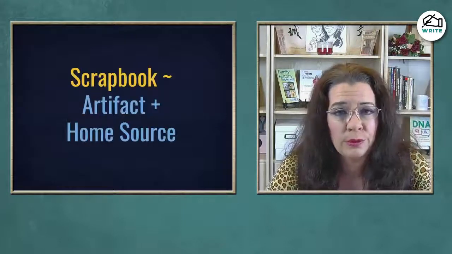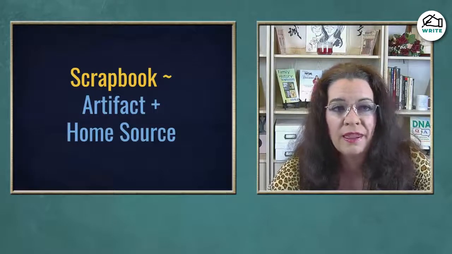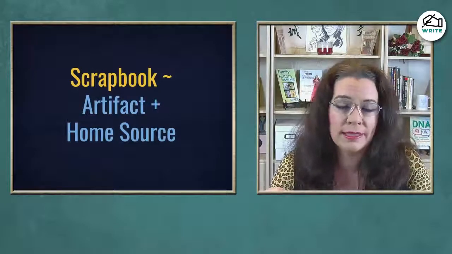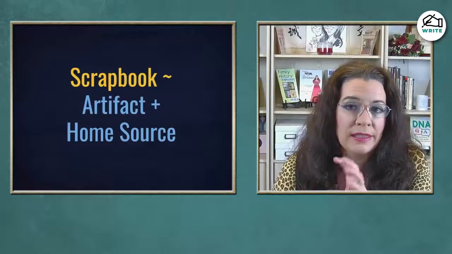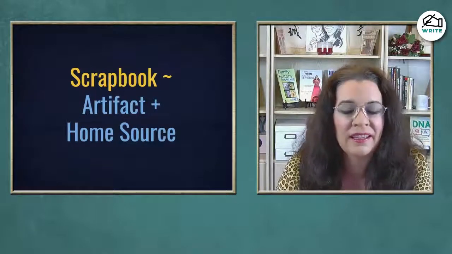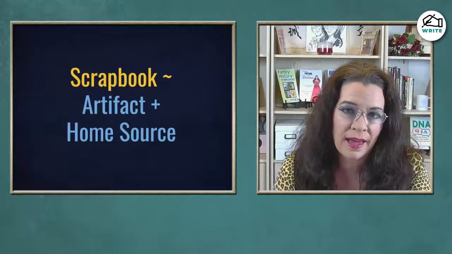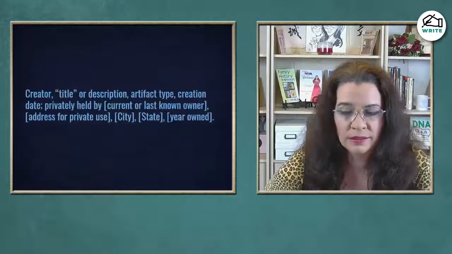Next, what we're going to do is use a scrapbook source template. There are some specific ones depending on what source citation template style you use. I found that the easiest one for me to understand when I put it in a citation, and for somebody else to read, is to use the artifact plus home source citation template. It looks a little bit like this.